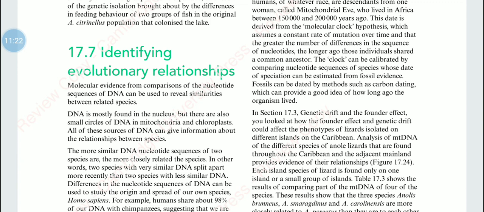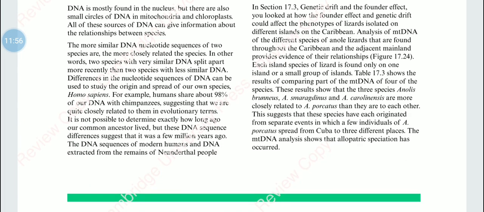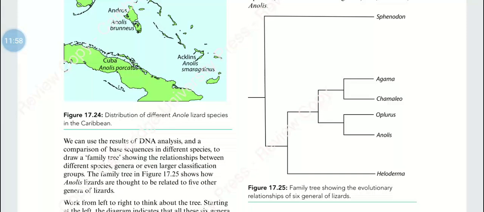Using genetic drift and the founder effect, the phenotypes of lizards isolated in different islands of the Caribbean is proof that mitochondrial DNA is related to each species, showing that they all have a common ancestor.